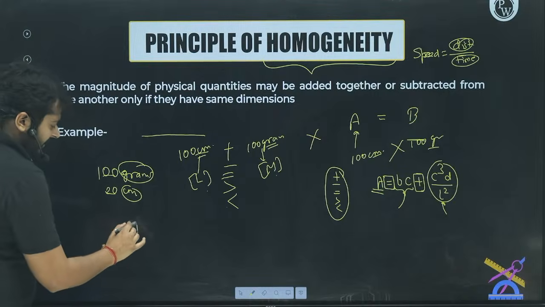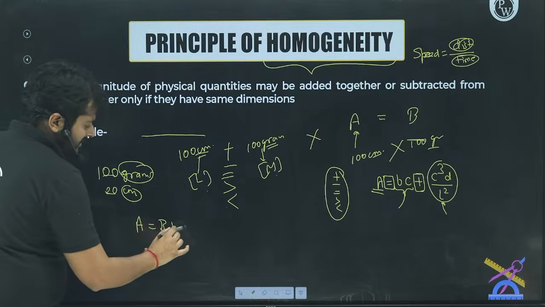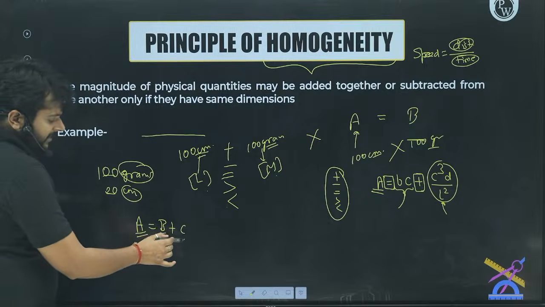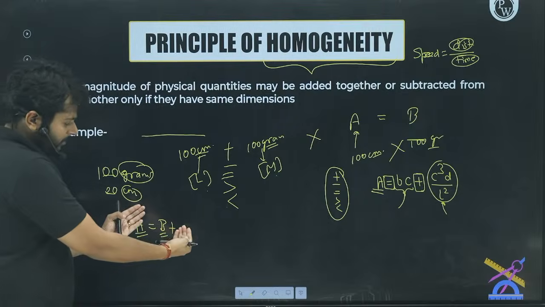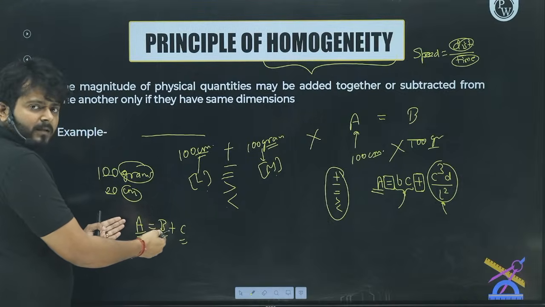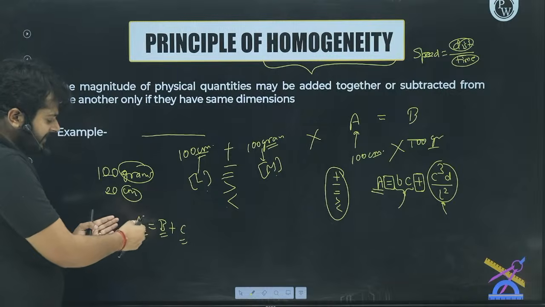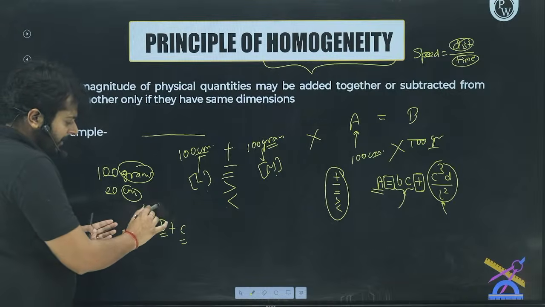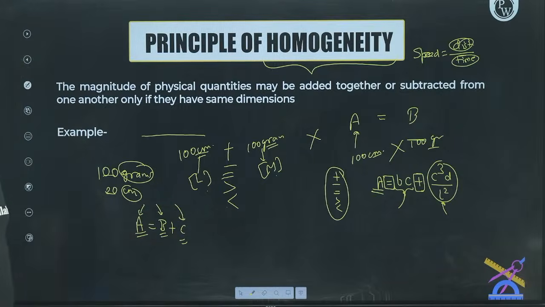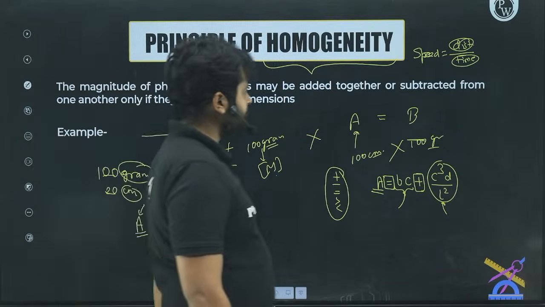If it is written A is equal to B plus C or B minus C, then A, B and C have the same dimension. Between B and C, there is a plus sign, right? And there is an equals to sign between A and B, in between the right side and left side. So clearly the dimension of A and the dimension of B and the dimension of C must be the same, right? I hope the idea is very, very clear.